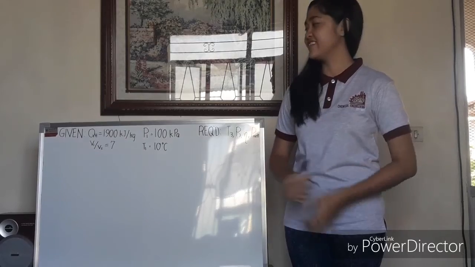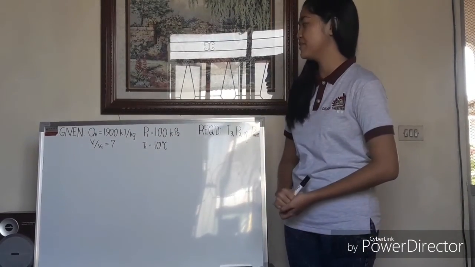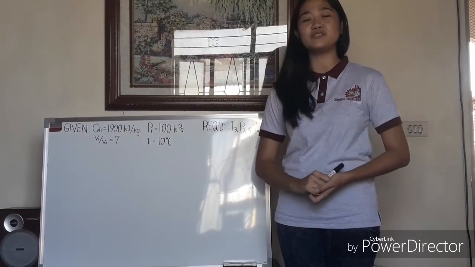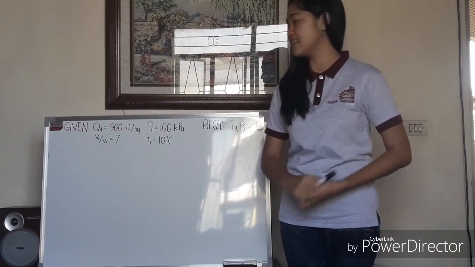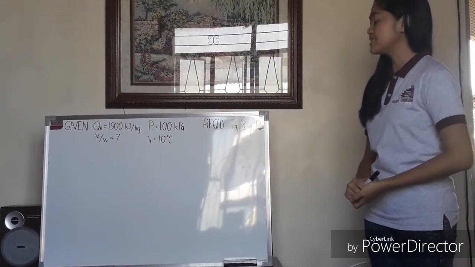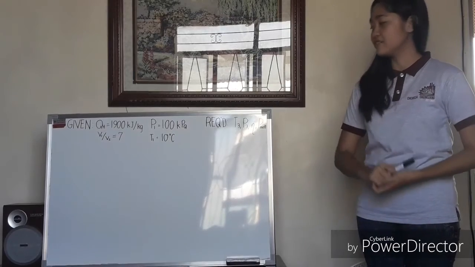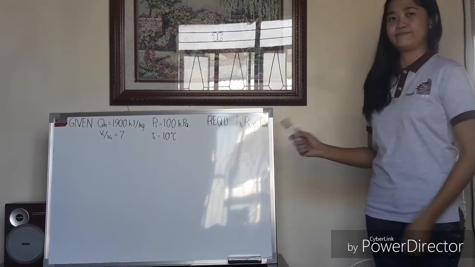The given are the heat added, which is equal to 1,900 kJ per kilogram, the compression ratio, which is equal to 7, and the pressure and temperature at the beginning of the compression cycle, which is equal to 100 kPa and 10 degrees Celsius. For the required, we need to solve the maximum temperature and pressure, which is equal to T3 and P3, the thermal efficiency of the cycle, and the mean effective pressure.